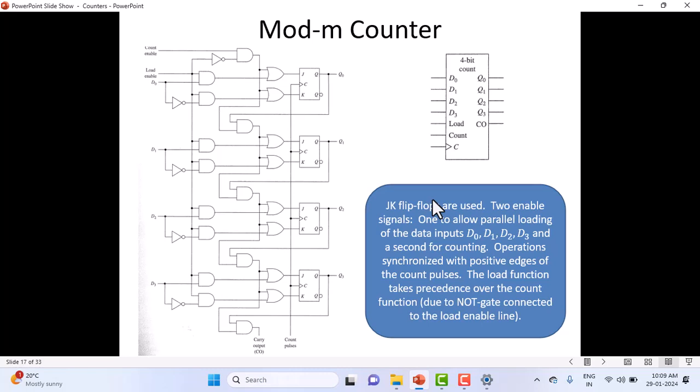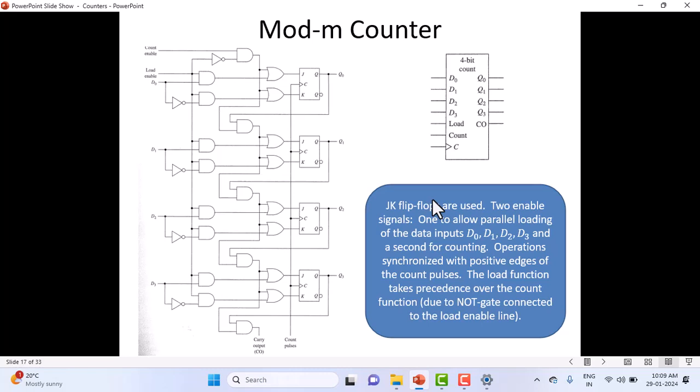For simplicity here, this IC uses JK flip-flops, not the T flip-flops. All are JK flip-flops, which have 2 inputs here. One advantage of using a T flip-flop is that it will reduce the number of inputs also. But here they are using the JK flip-flop. Look at here, there is a carry out, which I already showed you. At the count pulse here, there is a clock pulse which we are going to connect here.